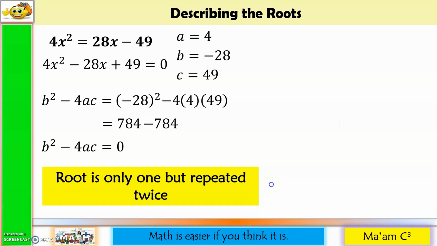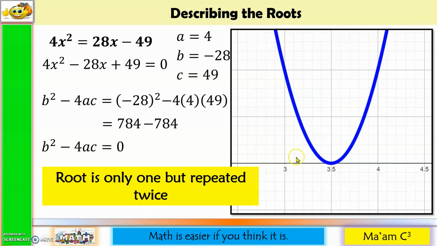Let us look at the graph. So you will notice that the graph crosses the x-axis at only one point, and that is 3.5. Now, if you are going to solve this, you will find out that your x sub 1 and x sub 2 are both equal to 3.5. That is why we only have one root but repeated twice.